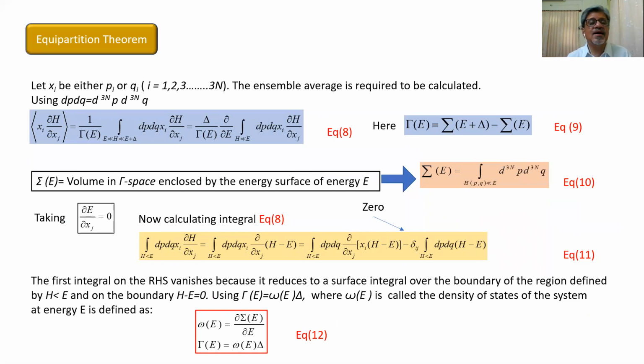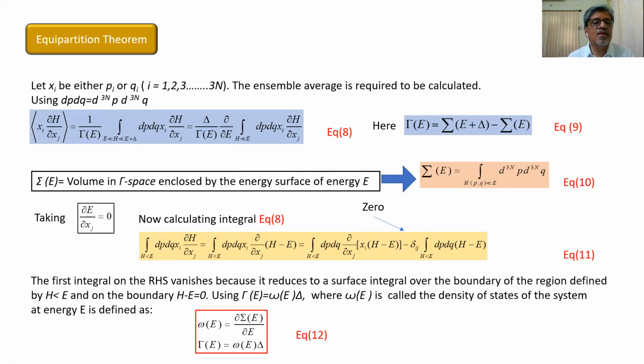Now we come to another important part that is known as the equipartition theorem. The equipartition theorem is a mathematical one, and the base lies in classical mechanics. Let xi be either pi or qi. So it is a general representation. i is equal to 1, 2, 3 up to 3N. The ensemble average is required to be calculated.